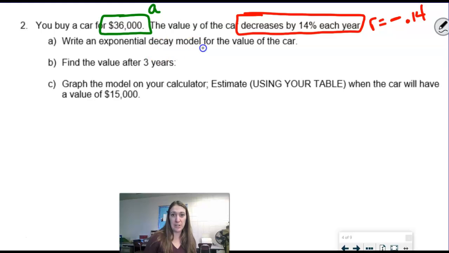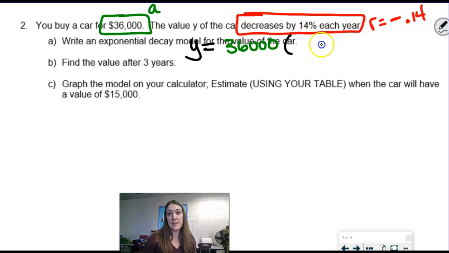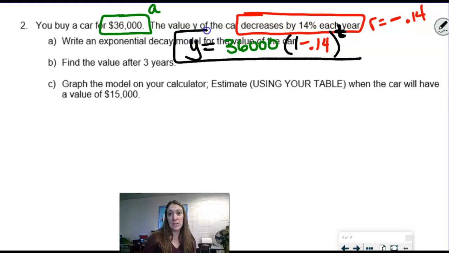So when I go to write the exponential model, I didn't give myself a lot of room here. Sorry. We're going to write y equals that initial amount of 36,000. And then in the parentheses, we have 1, and because it's decaying, it's a minus 0.14. And then this is the important part to the model. Models are general, so you can either put a t or an x up in the exponent, because they want a model that fits the situation for all time. They don't want just a certain year in this question. They want the general model.